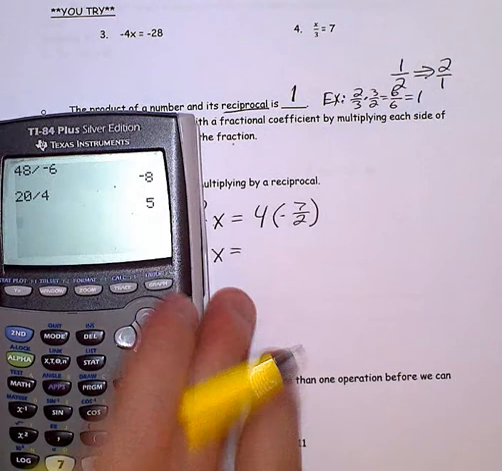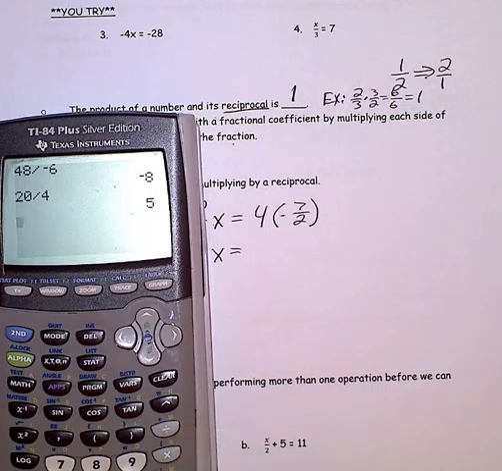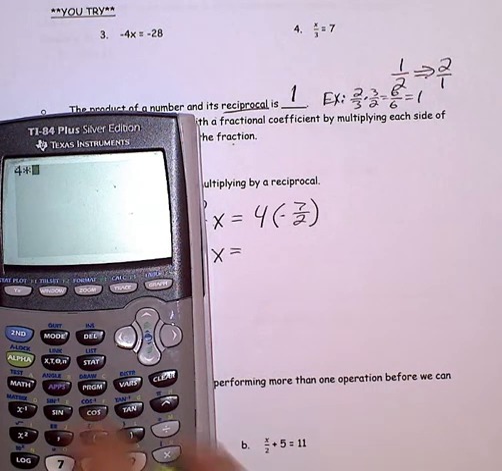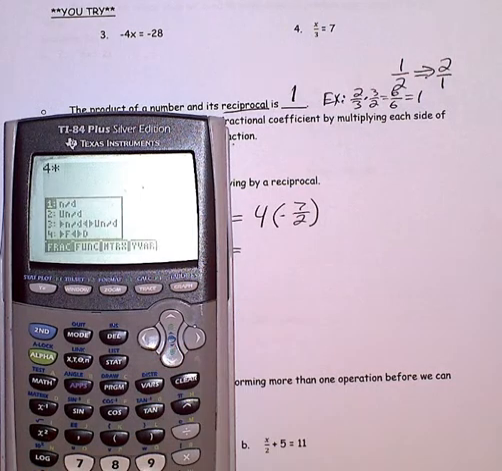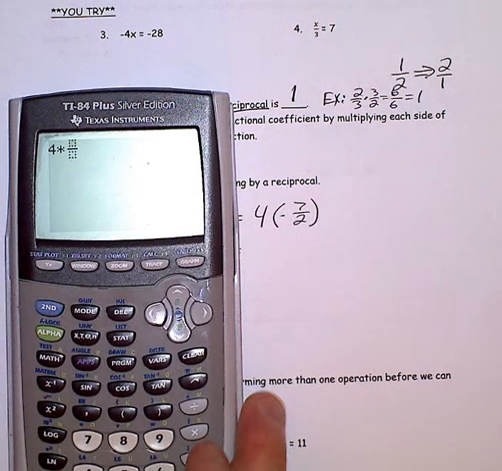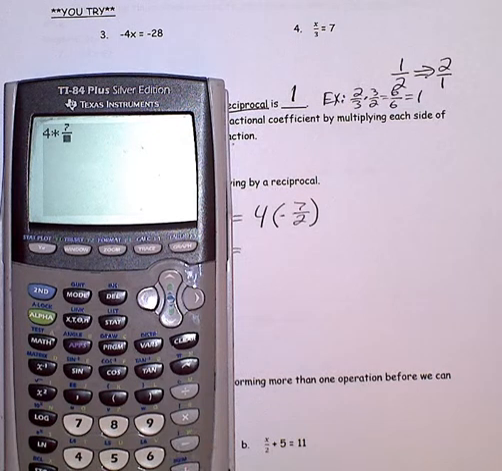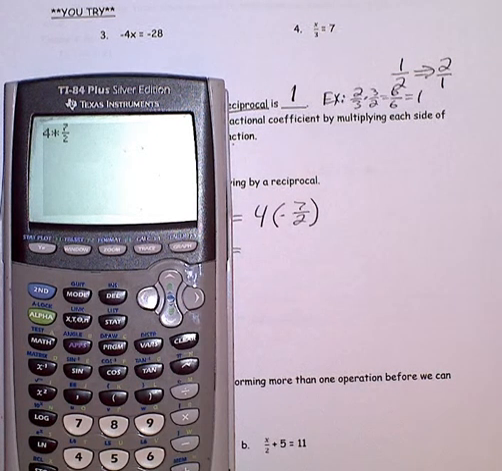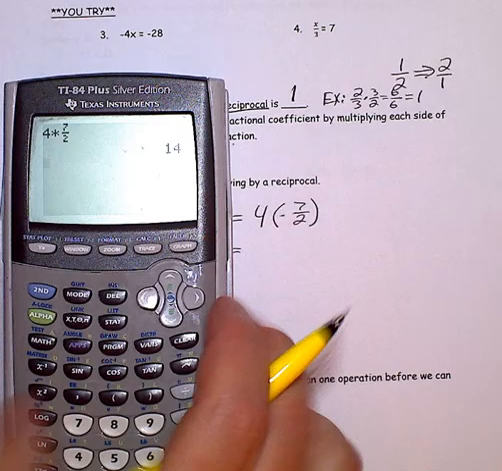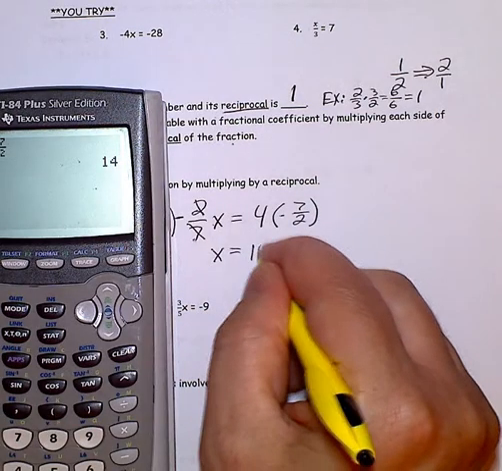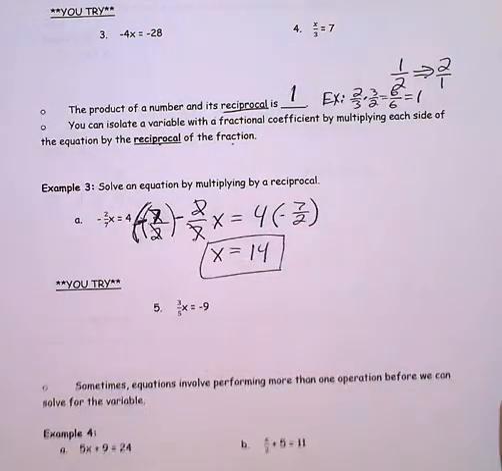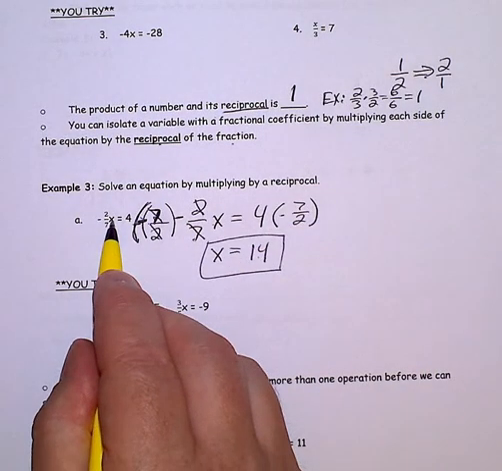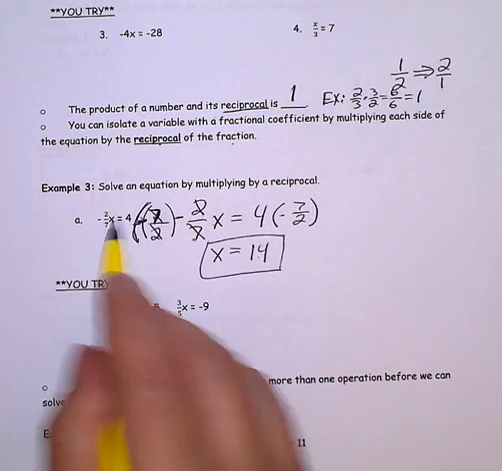I can use my calculator and I can say 4 times, we'll use my fraction, hit enter, and I'm going to put 7 over 2. And I get 14. So that equals 14. So x equals 14. And you can double check by putting 14 back into there. And it will come out as 4.